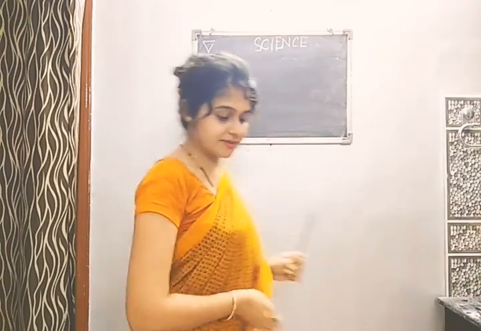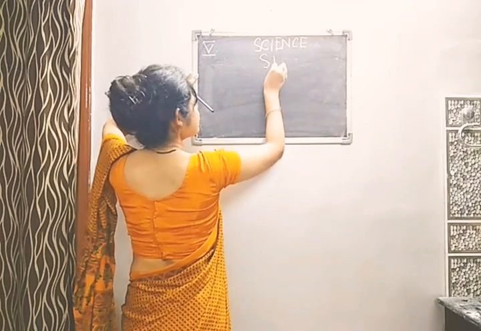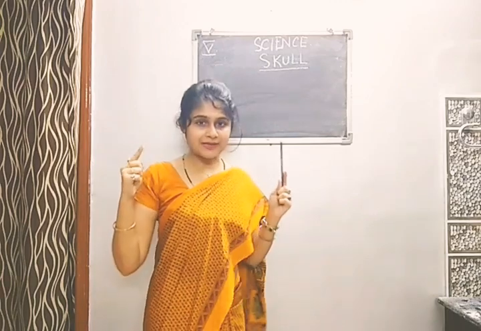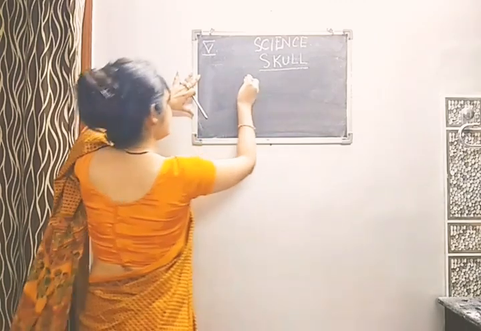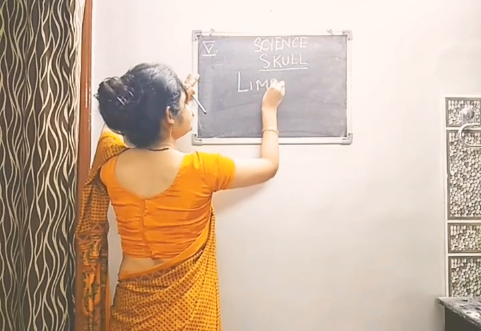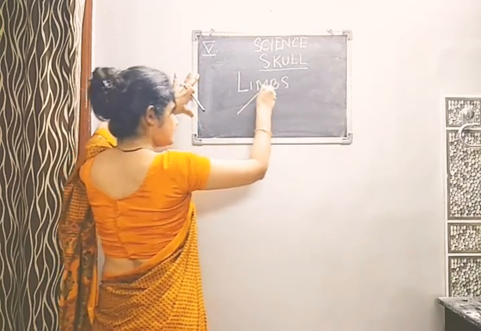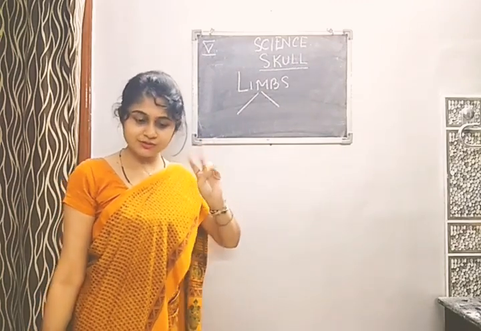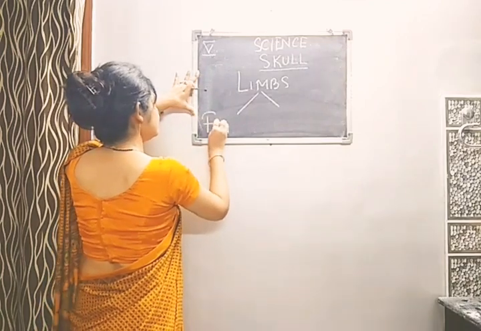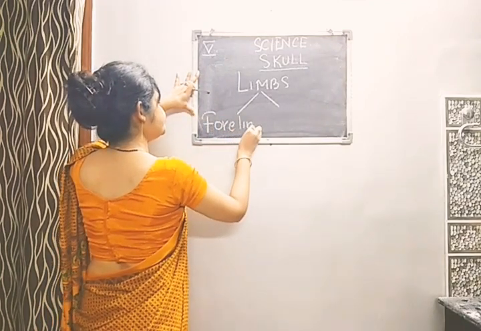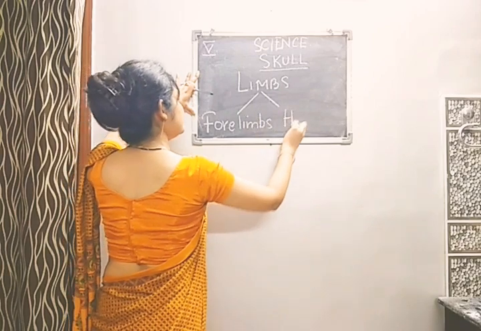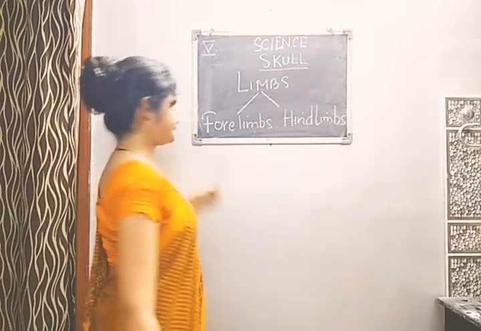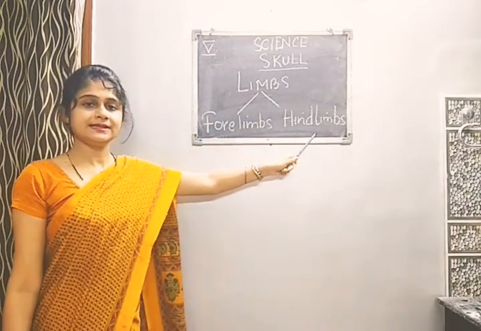So, there are different types of bones and their functions related to the skeletal system. Okay. Now the first thing we need to know about is the skull, the upper part. Okay. Then we will talk about limbs. Limbs are divided into two parts. What are those two parts? Forelimbs and hind limbs. See here, limbs, forelimbs and hind limbs.